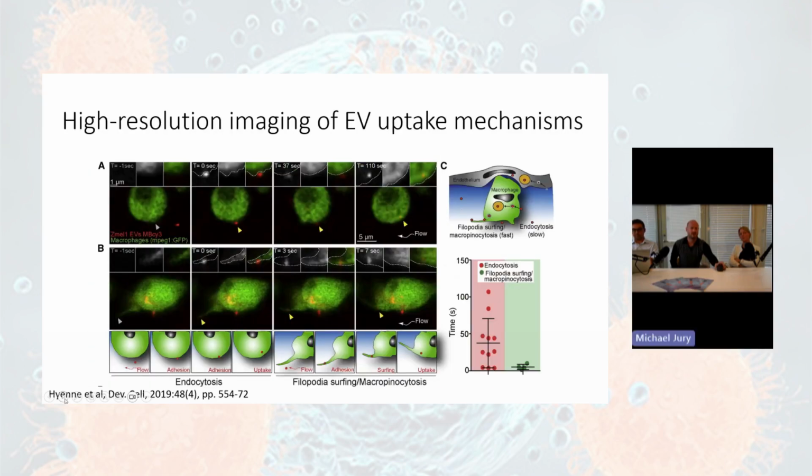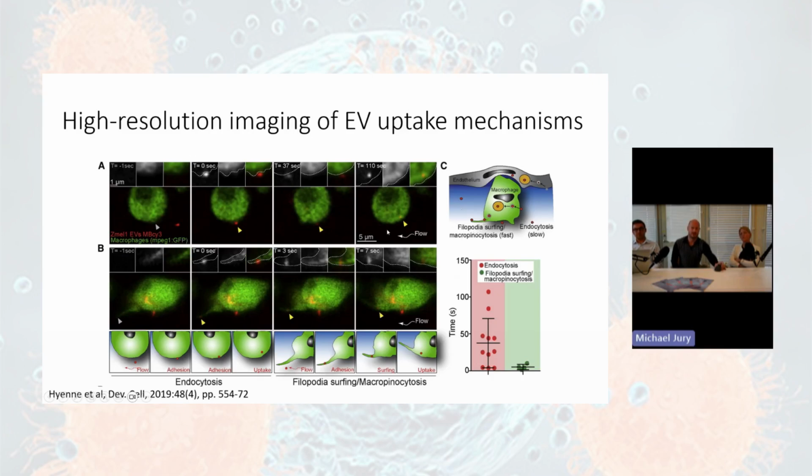They further looked into the mechanisms of uptake, and they found several different mechanisms. For example, you can see EVs that get stuck to filopodia and then via the filopodia move into the soma of the cell and get taken up at the soma. This is a process that they refer to as filopodia surfing, that they characterize through these videos.